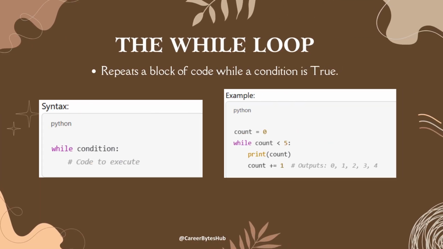The while loop is used to repeat a block of code as long as a condition is true. For example, you can initialize a variable count equals 0 and increment it in the loop until it reaches 5. This type of loop is ideal when the number of iterations isn't predetermined.